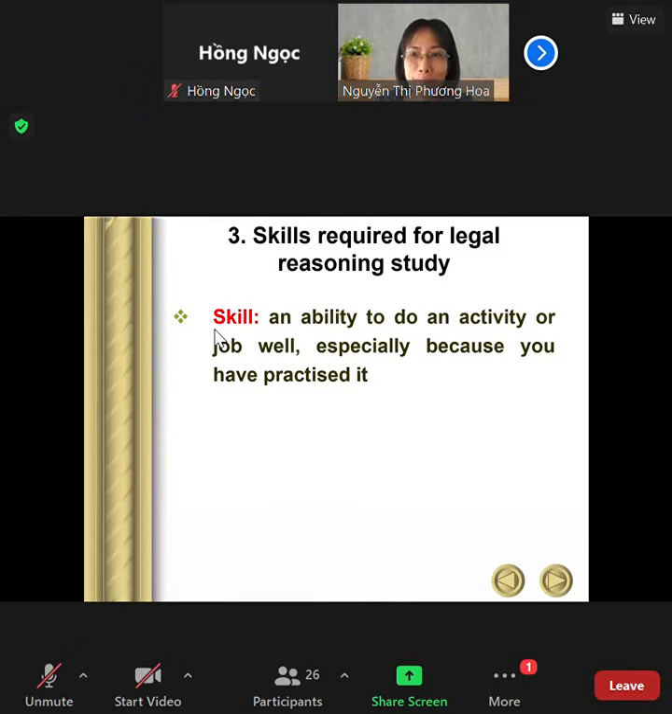Yeah, I think these two elements support each other. If you want to do something well, you must have the idea about it. In this case, you must have the knowledge, and then you can practice a lot, like you said, to have the professional skill. Yeah. Yep. Thank you.